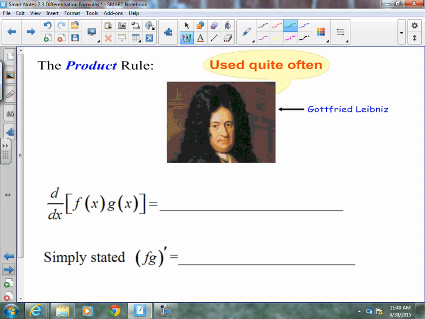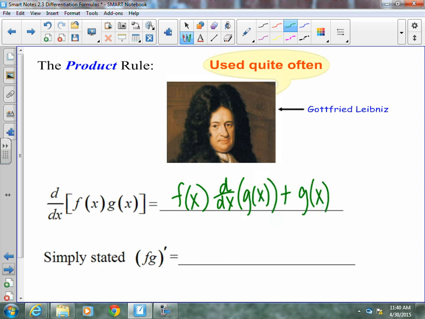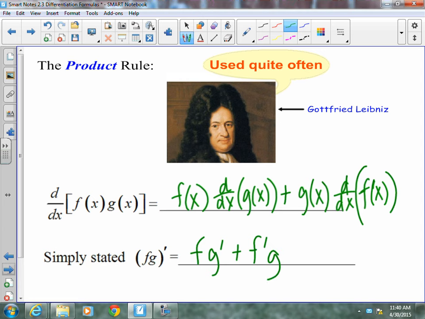Now, when we have a product, we have a special rule called the product rule. We have to take the first function times the derivative of the second function plus the second function times the derivative of the first function. Or f times g prime plus f prime times g. Remember that it is always a plus sign in the middle, not a negative, always a plus.